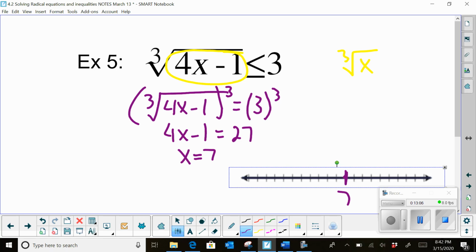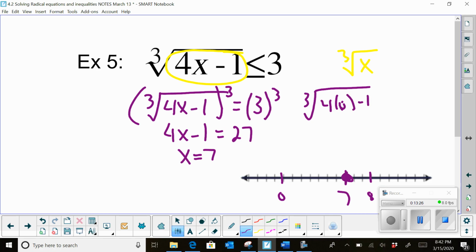It's going to be a closed circle. And then we'll test a point on either side of 7. Sorry, not 8. I know that. You're going to test 0, and let's test 8. When I plug in 0, you're going to get the cube root of 4 times 0 minus 1 is less than or equal to 3. So this gives you the cube root of negative 1. Well, that does exist, because I can have negative 1 to the third power, and that gives me negative 1. So is negative 1 less than or equal to 3? Yes. So you're going to shade to the left.